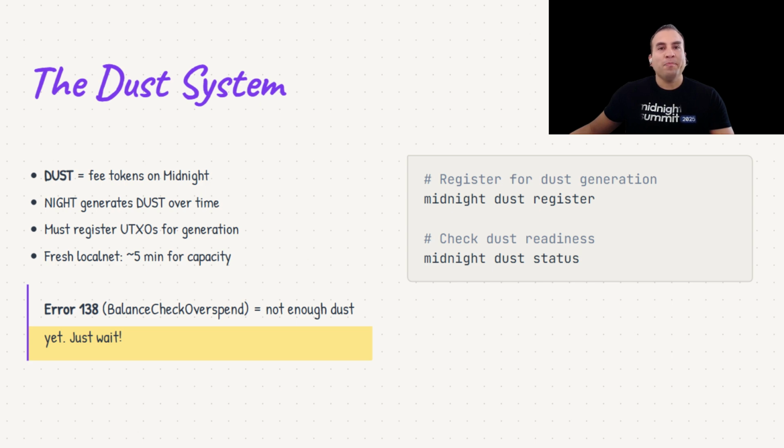The CLI has a built-in retry mechanism for this. When you do a transfer, it will wait and retry if Dust is not ready. But just know that on a fresh network, there is a short warm-up period. We will see this in a demo.